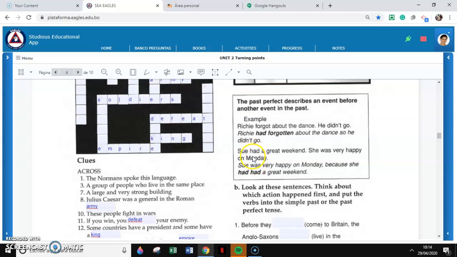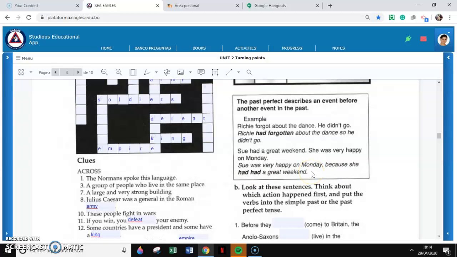For example, here we have Sue had a great weekend. She was very happy on Monday. Now she's telling: Sue was very happy on Monday because she had had a great weekend.